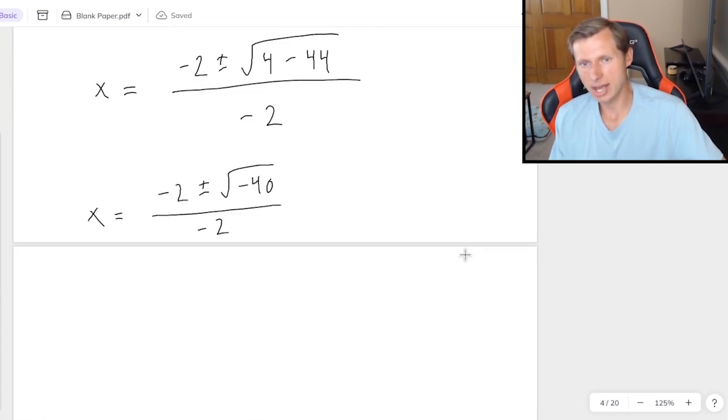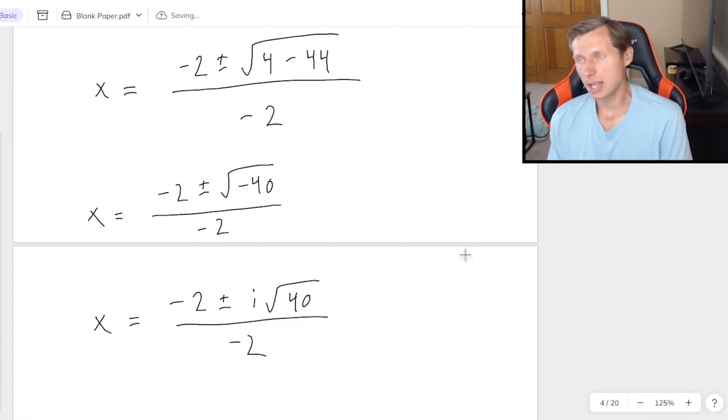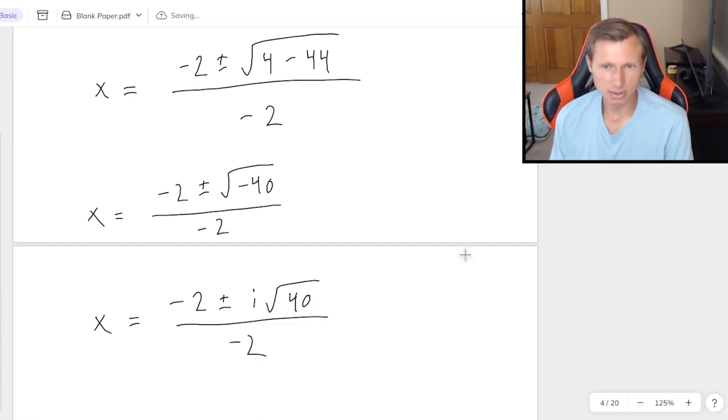And then 4 minus 44 is negative 40. So then that means we have this. And of course, this is the step where we just make it negative 2 plus or minus i root 40 divided by negative 2. And now I'm going to say I don't want a decimal for root 40.